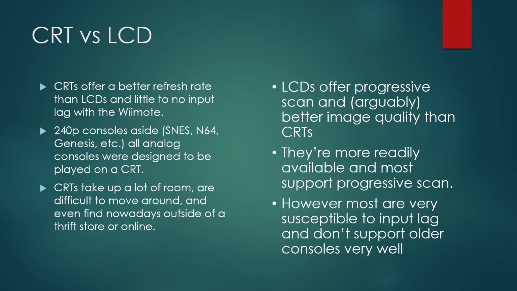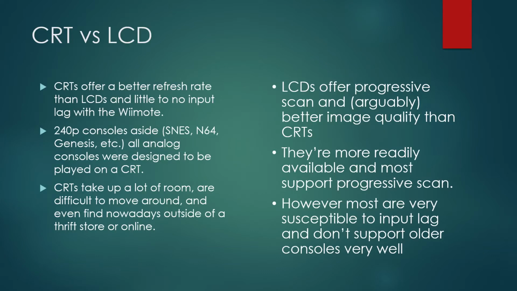Now, LCD TVs, on the other hand, they offer progressive scan, which is basically just, trying to think of a much more simple way to put it. It's just that the sync rate is more or less kept the same. Well, it's probably wrong, but I don't want to get too into progressive scan. But it's just basically better image quality than a CRT. Some CRTs do have component, but pretty much every LCD has component out.